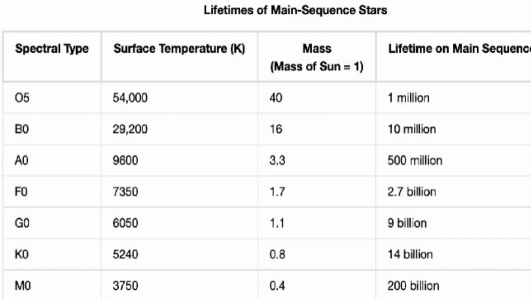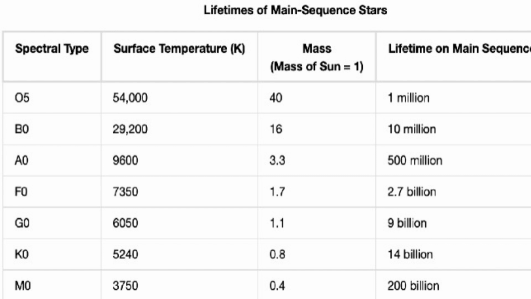So you can see the O5 is the spectral type. The surface temperature is 54,000. It's 40 times the mass of the sun. So 40, that's a lot. And here, the lifetime on the main sequence is 1 million years. So it has 1 million years for its lifetime. That's basically what my chart is.